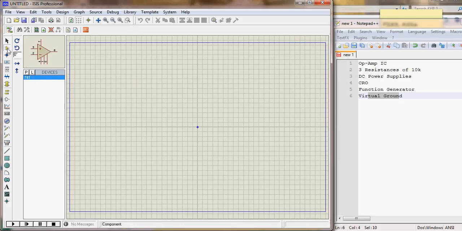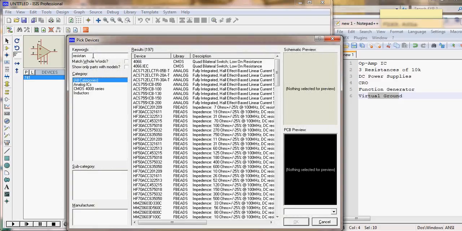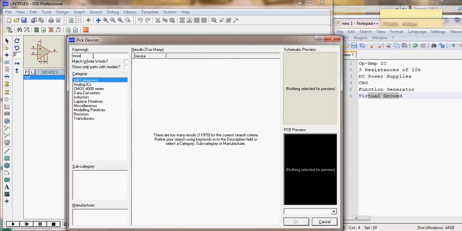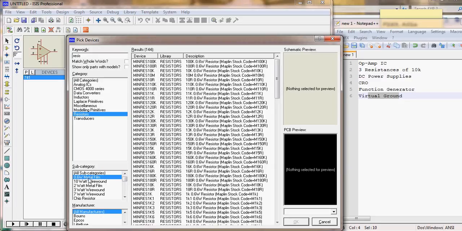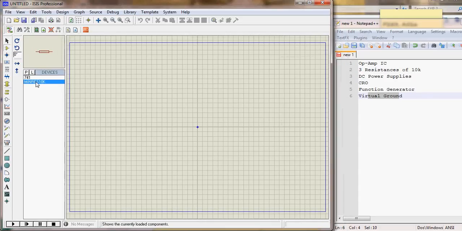Then we need to add resistance. So again click on this. Resistors, here it is. We need 0.6 watt metal film, and around 10k. We can change the value later on also. So it is added.